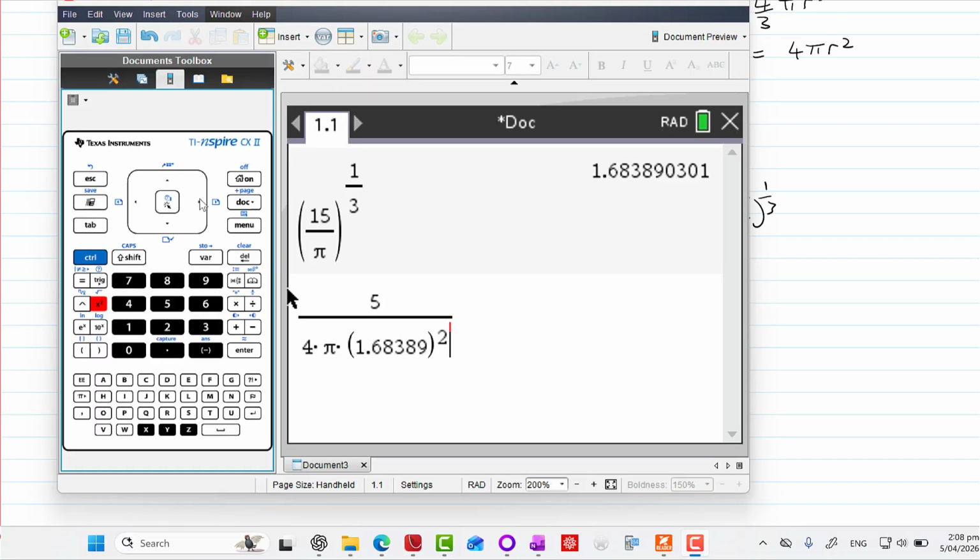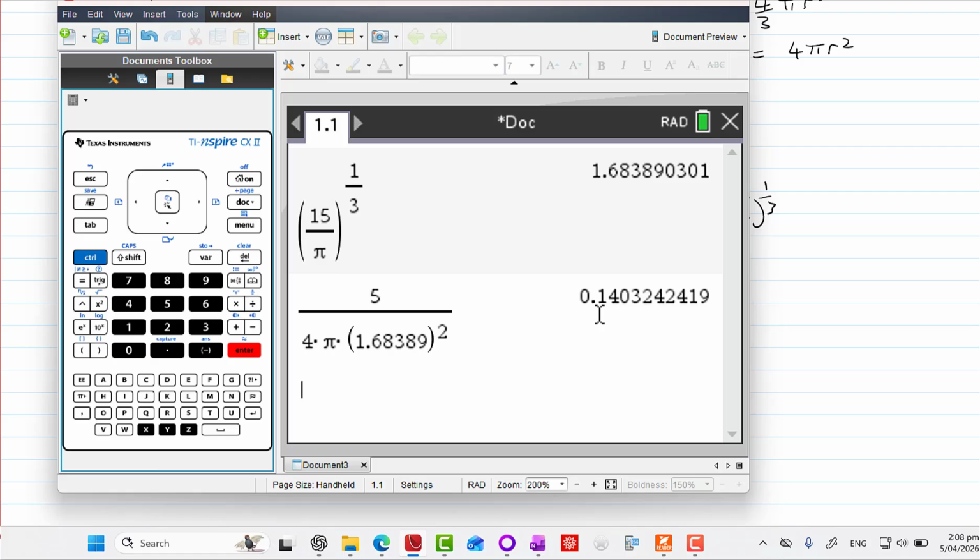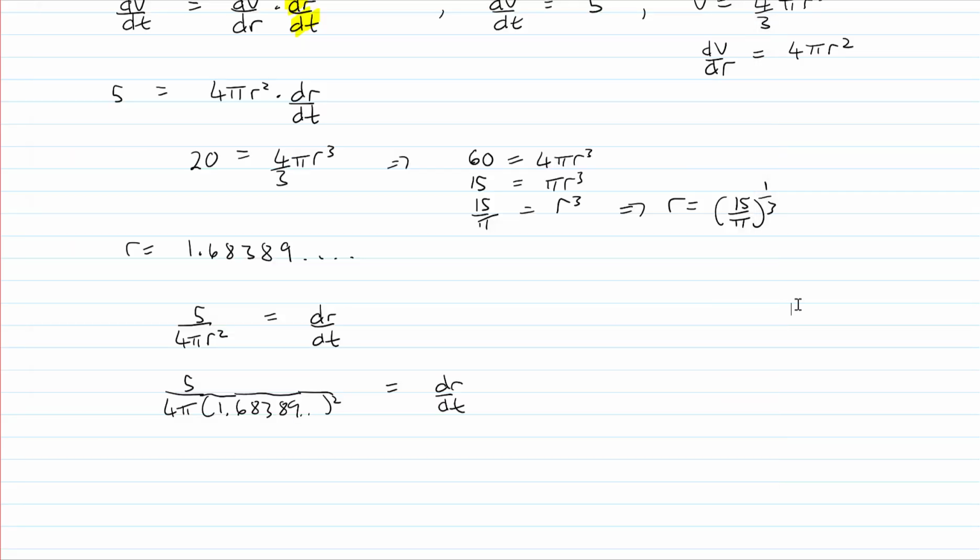Okay, so we've got it typed in there and put it in. We get about 0.14324, that is equal to 0.140324 and so on. So to three significant figures, dr by dt is 0.140.